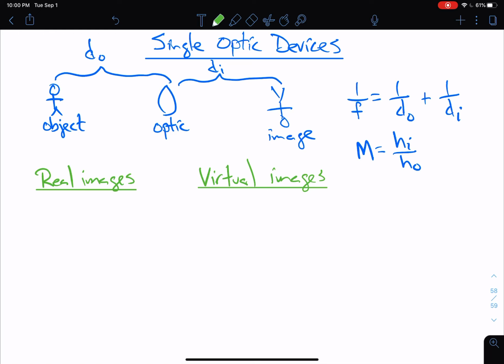So the first thing about real images and virtual images, the difference between them. For real images, because they actually exist at a point in space, they have a positive image distance. Virtual images have a negative image distance. Additionally, real images are inverted. You might say upside down. More specifically, this means that compared to the object, the image has been rotated 180 degrees. This here, as I drew it, this would be a real image. That's why I drew it upside down. Virtual images are upright.